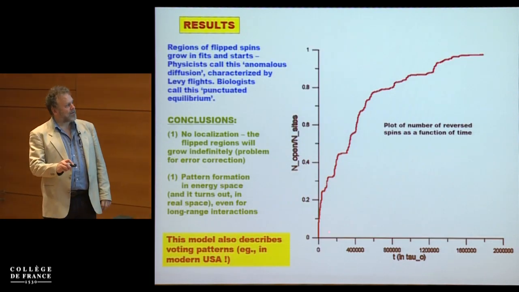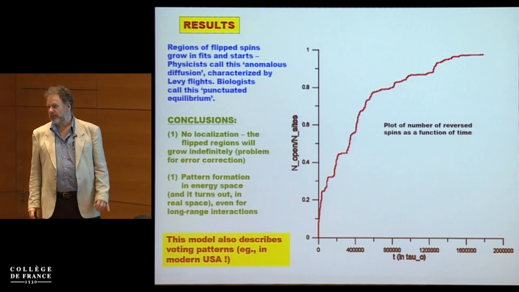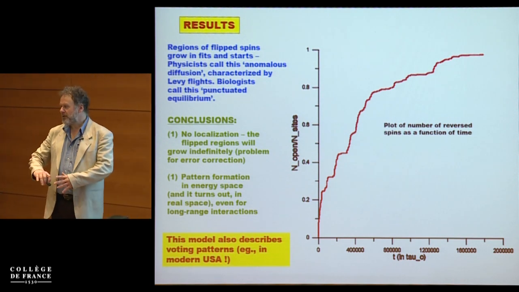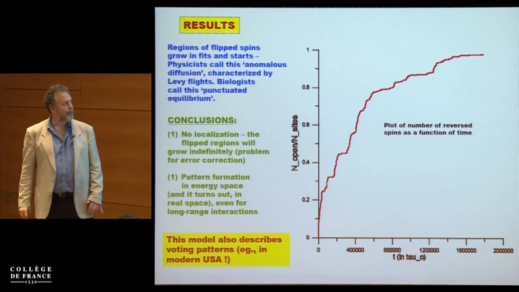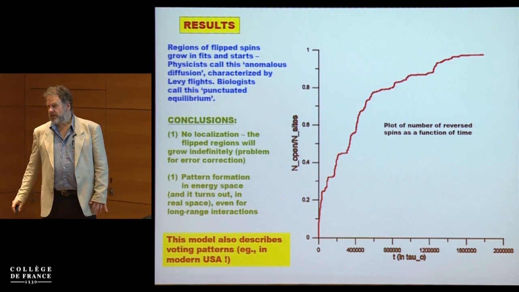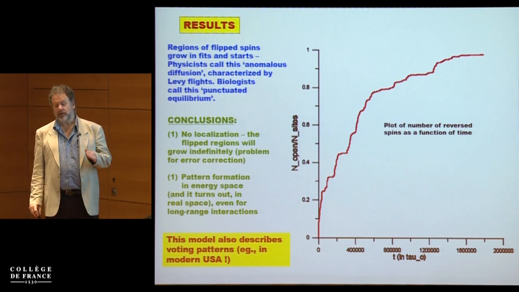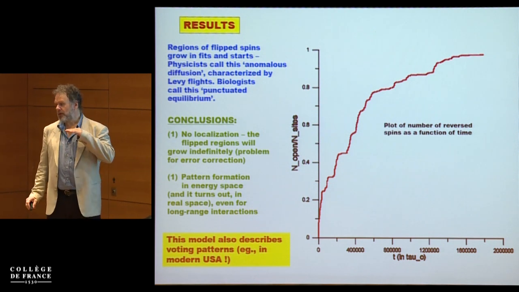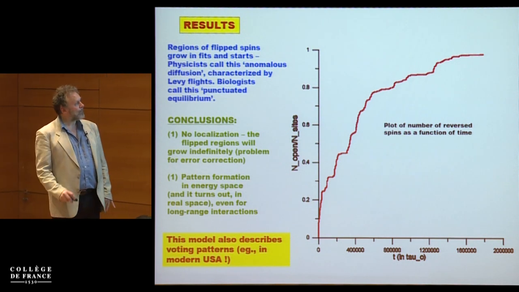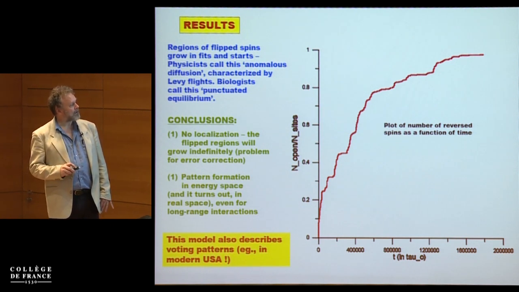So as a function of time, this is what happens. And we actually get Lévy flights, which is what biologists call punctuated equilibrium. That is to say, there'll be long waiting periods, and then there'll be a whole bunch of spins that will flip, which is kind of interesting. In 2 dimensions, we never get localization in this problem. Whether or not you get localization, in other words, whether or not eventually the system stops relaxing, depends on the dimensionality. We get a pattern formation in both energy space and real space for the long-range interactions.